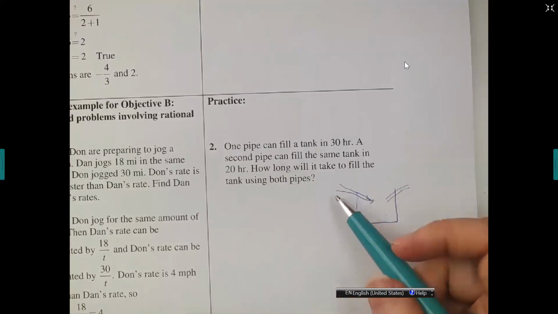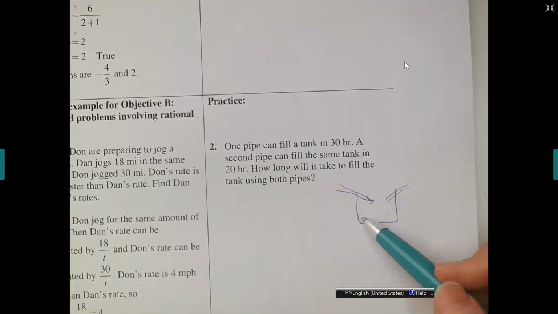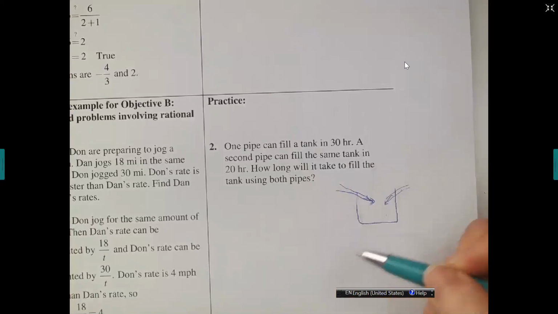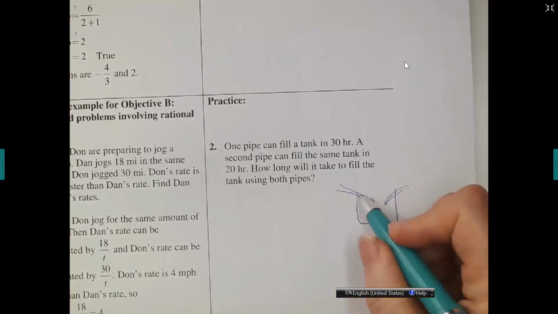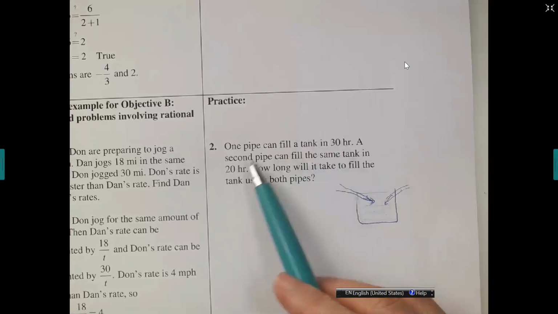Now we'll say, okay, can we turn both of them on? How long will it take to fill the tank using both pipes? So water comes from here and here as well. Both of those two work together. And use our common sense. We know it's going to be faster to fill the tank, right? Why? Because more water comes into the tank in the same amount of time. And it will take shorter than the 20 hours or the 30 hours.